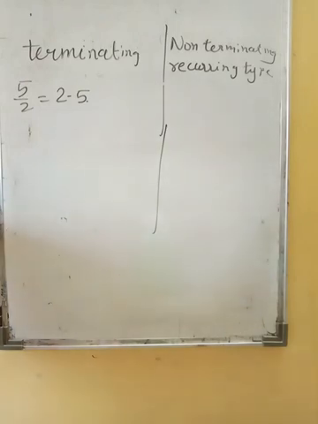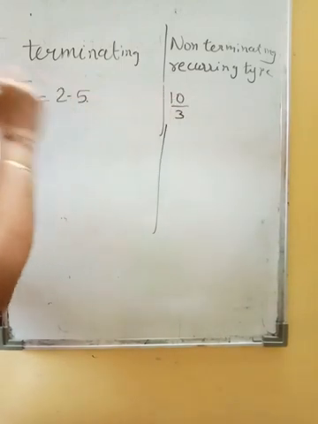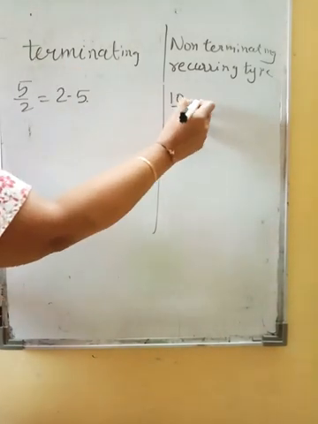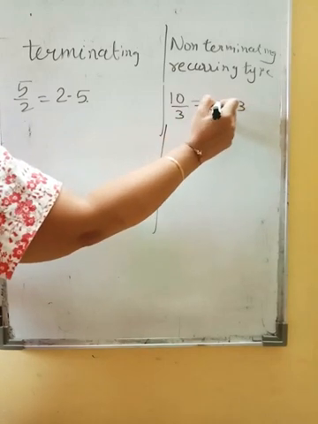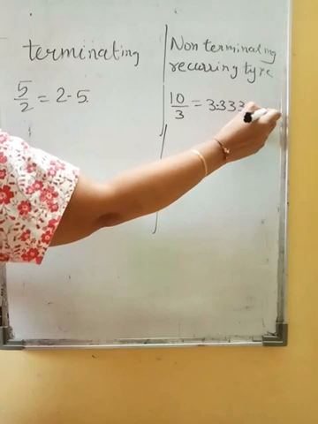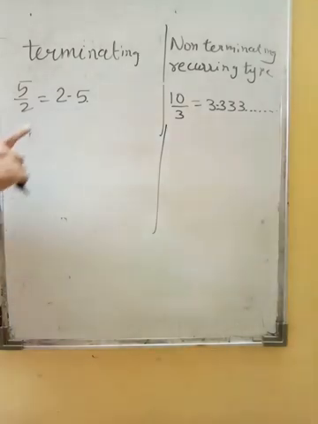But if I do, for example, 10 divided by 3, what will be the answer? 3.333333. Am I correct? So what is the difference?